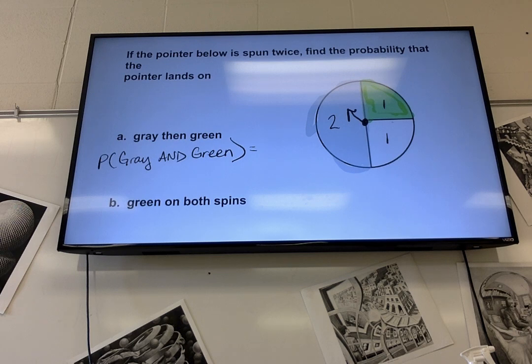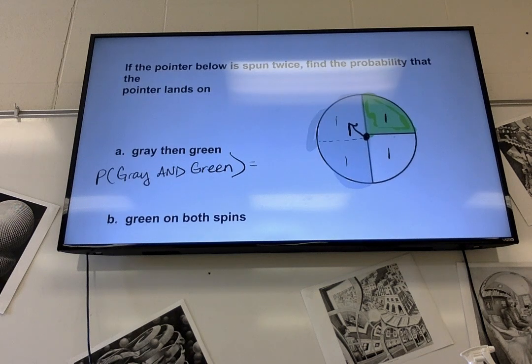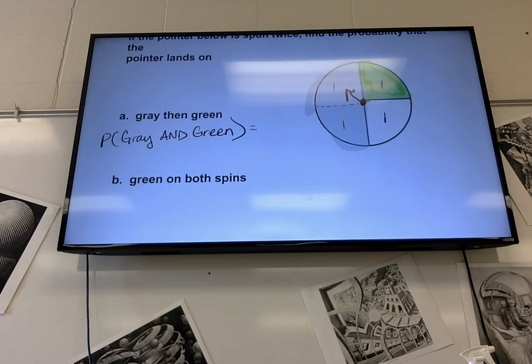Or another way you could do this problem is you could split it up into equal parts and then just count them up that way. That also works. You're still going to get 2 for the gray. So this is an and problem because you're spinning it twice. So gray and green.